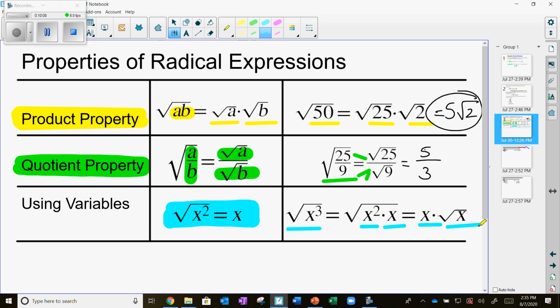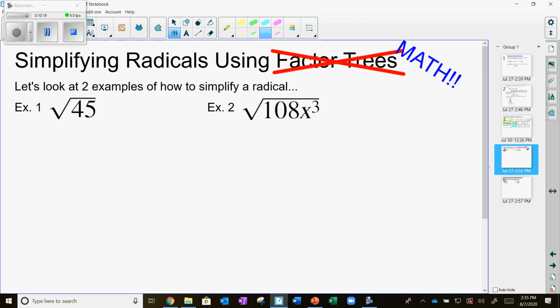Okay, it may not look or seem simpler at this point and in this context, but as we work our way through the course material, it's going to be a whole lot easier to deal with, right? So let's take a look at a few examples of how we can simplify some radicals, okay?